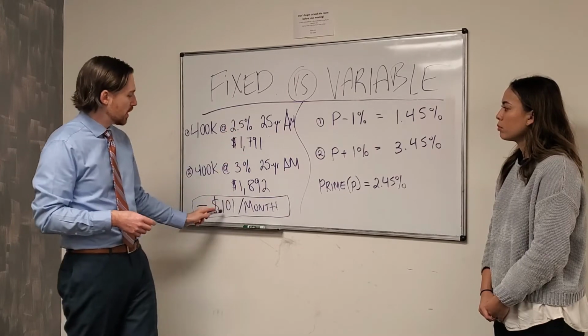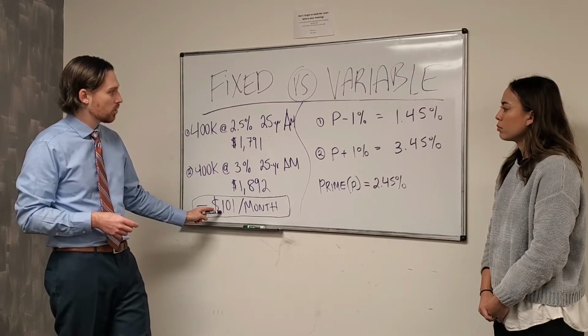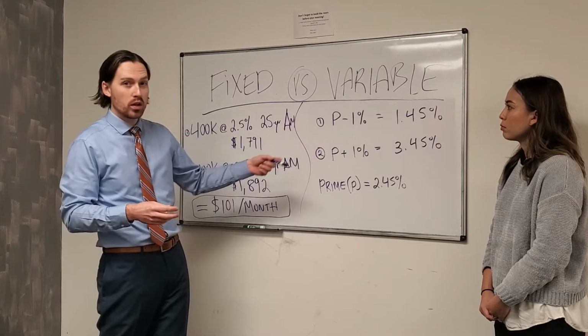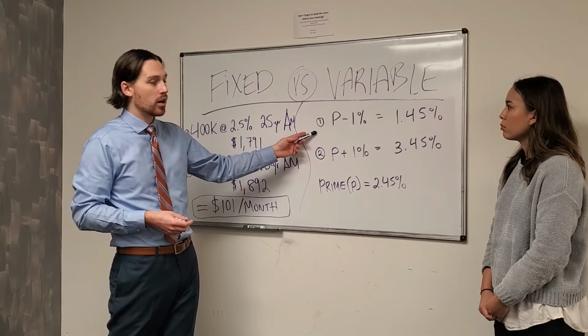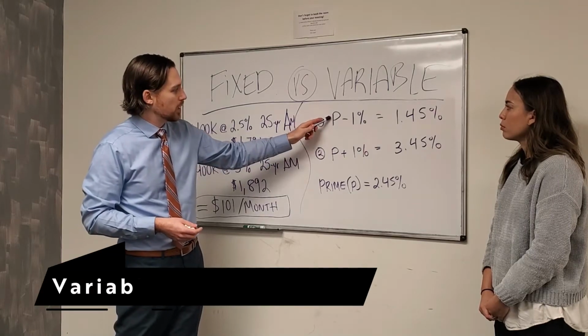So if you did want to see potential savings throughout the mortgage, and you're willing to take that risk that the rates might go up, they might come down, a variable is probably the rate that is better suited for you. So I've got P here.